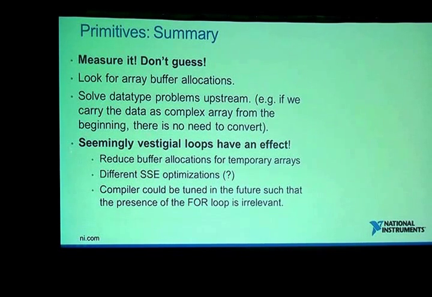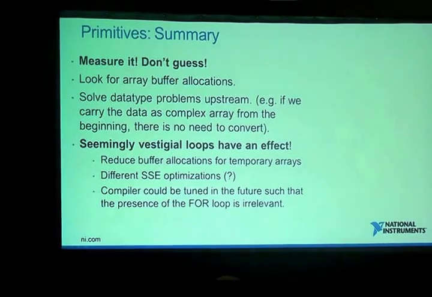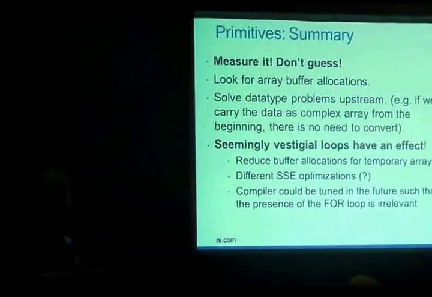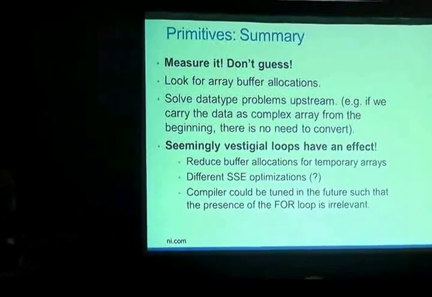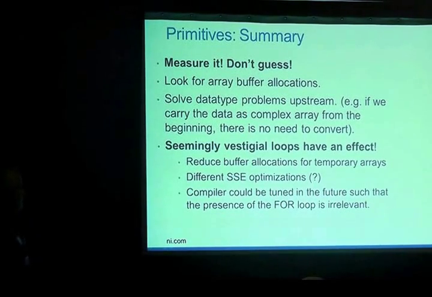And I call them vestigial loops. That's like your appendix, right? It has lost all its function. A loop that you can right-click and remove, and nothing changes in terms of function. That's one of those loops, but they do have an effect, right? They might reduce buffer allocations for temporary arrays, like the complex array, and enable different optimizations.